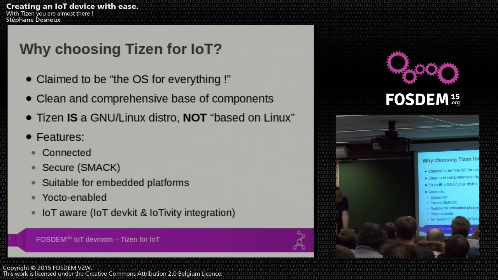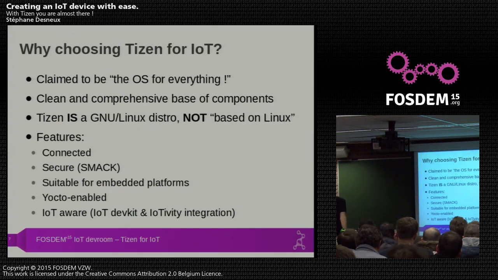The main features are that Tizen is a connected distribution. I already said that we need some internet or Wi-Fi, etc. It's secure. It's, I think, a very interesting point for IoT things. So the platform is secured with MAC. And of course, when we extend things with other devices or on the internet, we will probably use frameworks that propose security, like IoTivity, but any other framework with security would fit. So it's suitable for embedded platforms.